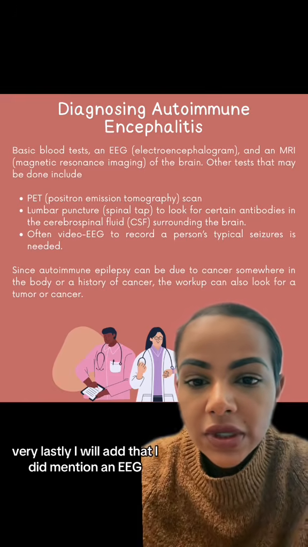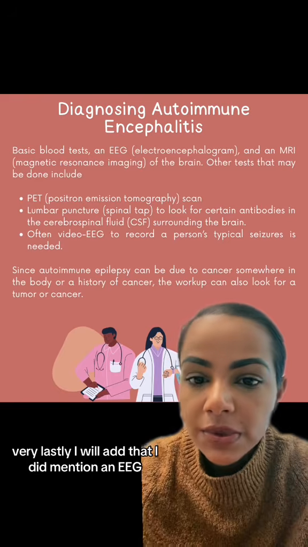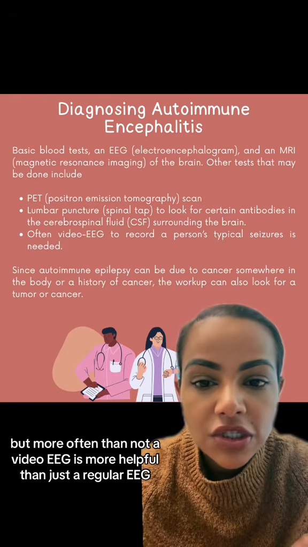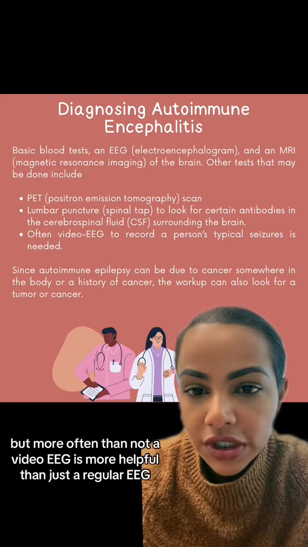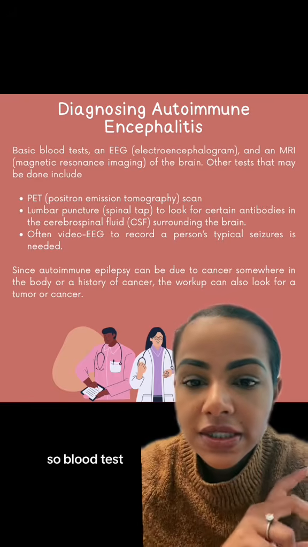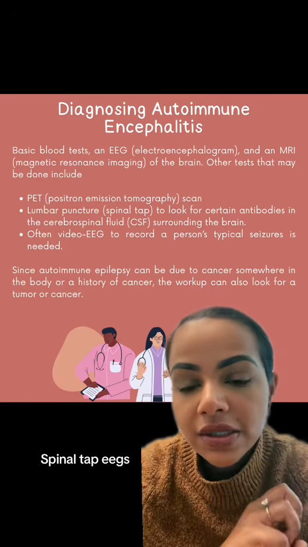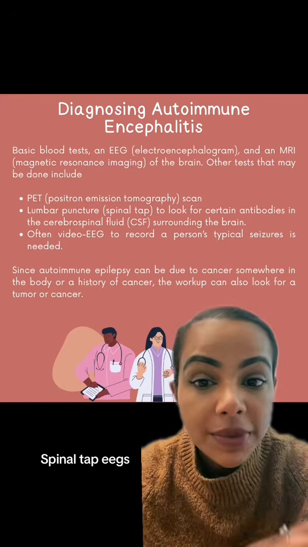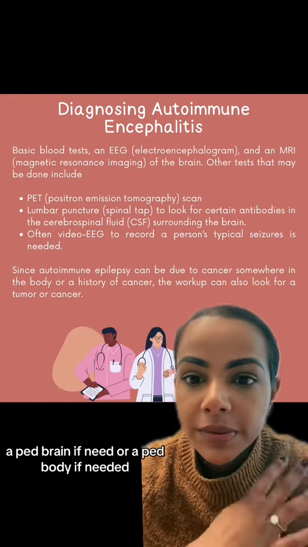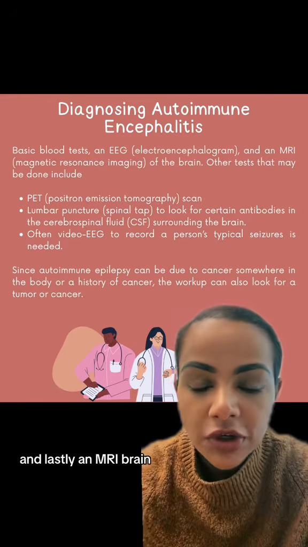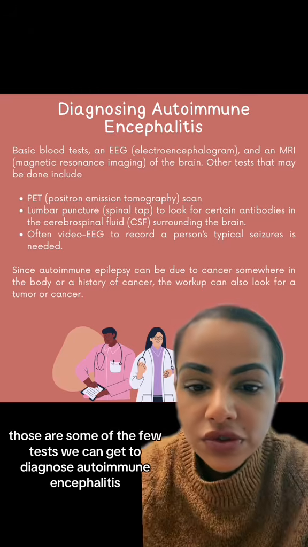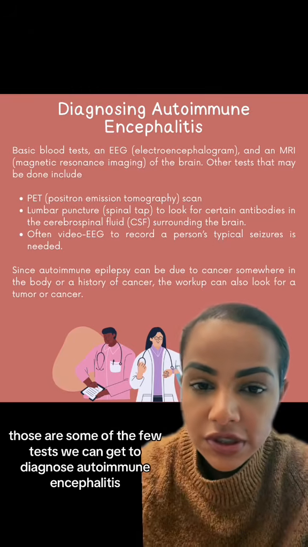Very lastly, I will add that I did mention an EEG, but more often than not, a video EEG is more helpful than just a regular EEG. So blood test, CSF analysis via spinal tap, EEGs, a PET brain if needed, or a PET body if needed, and lastly an MRI brain. Those are some of the few tests we can get to diagnose autoimmune encephalitis.